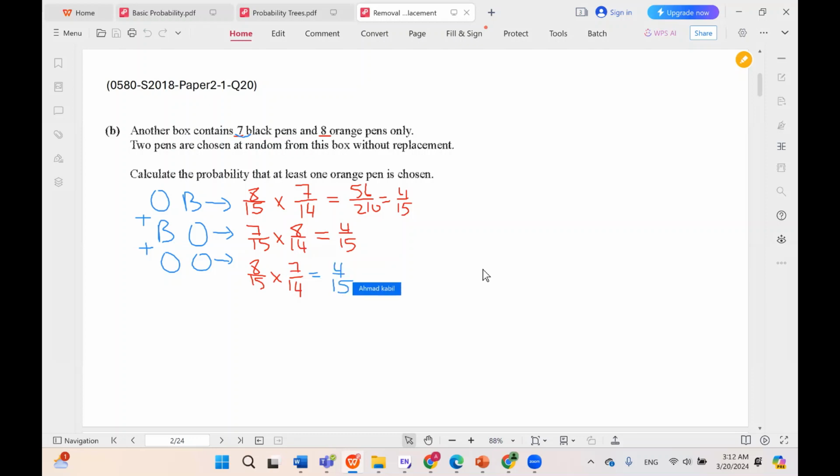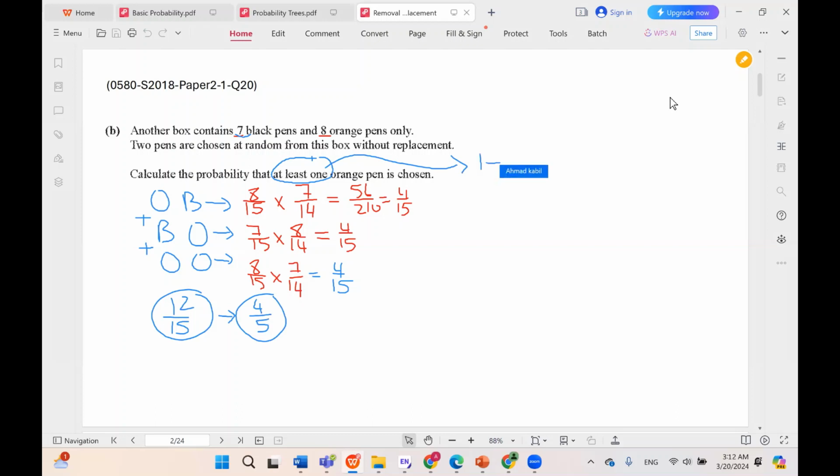And then we add the 3 probabilities up. We get 12 over 15 as a final answer. Of course, we can reduce this by dividing by 3 and we get 4 over 5 as a final answer. This is the standard way of solving the problem. However, there is a smarter and faster way. Whenever you're told at least something, then the quick way to solve this is to do 1 minus the opposite.